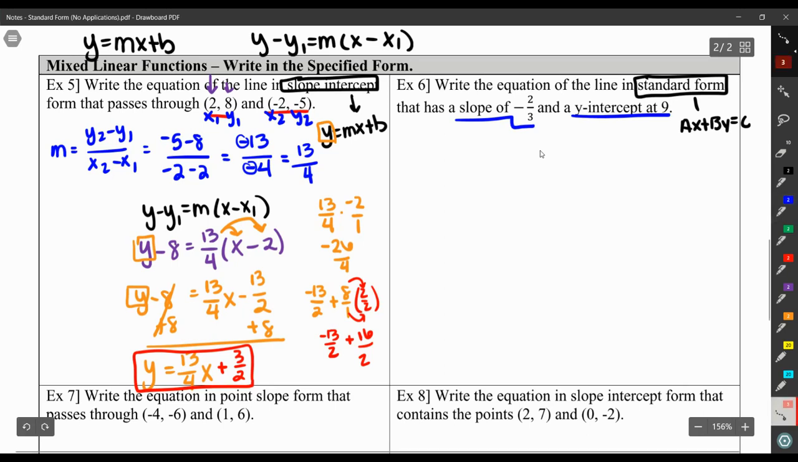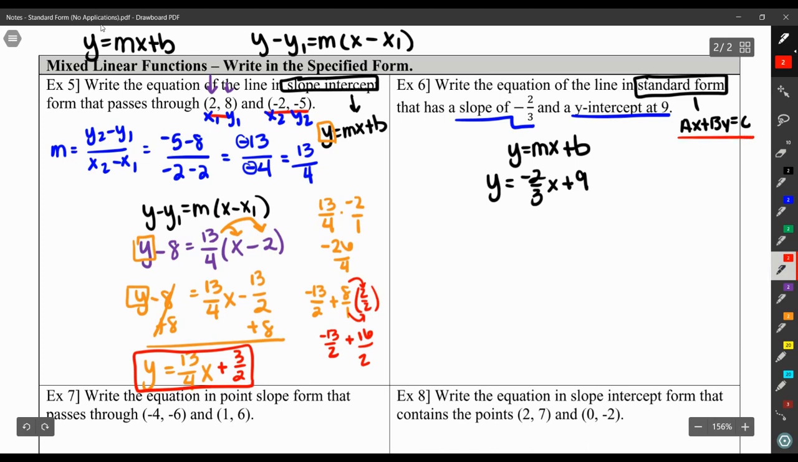So since I have a slope and the y-intercept, I can actually start in slope-intercept form. So we're going to start at y equals mx plus b. So we're going to have y equals the m of negative 2/3 x, and then plus the y-intercept of 9. So to get it into this format, we need x and y's on the same side. So that means I'm going to have to add 2/3 x to both sides. Move your x over with the y. So you end up with 2/3 x plus y equals 9.